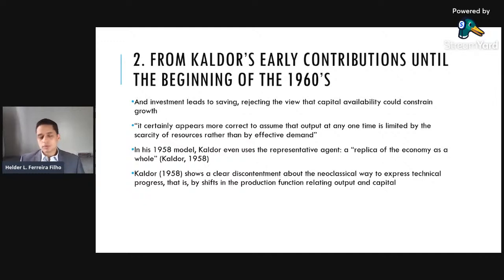It's curious, that quote from Kaldor: it certainly appears more correct to assume that output at any time is limited by the scarcity of resources rather than by effective demand. In his 58 model, Kaldor even used the representative agent, which he called a replica of the economy as a whole. However, Kaldor shows a clear discontentment about the neoclassical way to express technical progress, because he saw a large part of it was embodied technical progress. That is, he criticized the shifts in production functions that are related only to changes in output and capital.